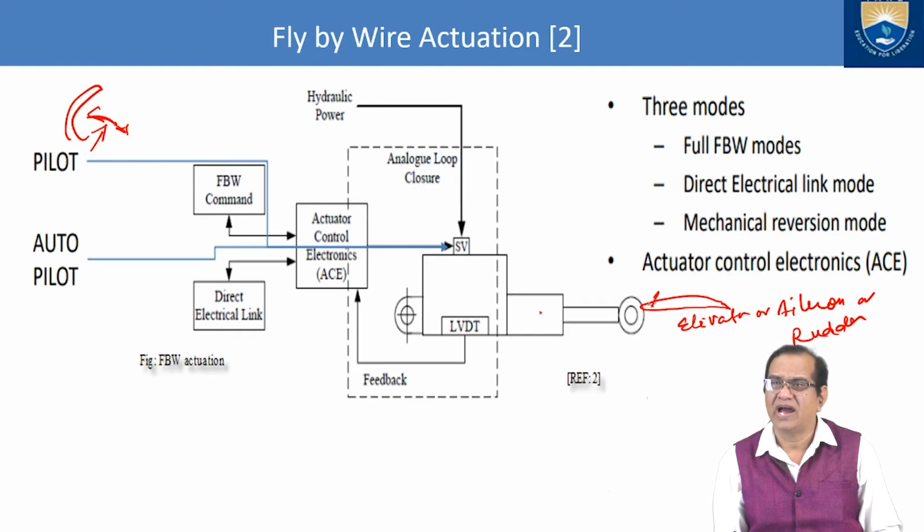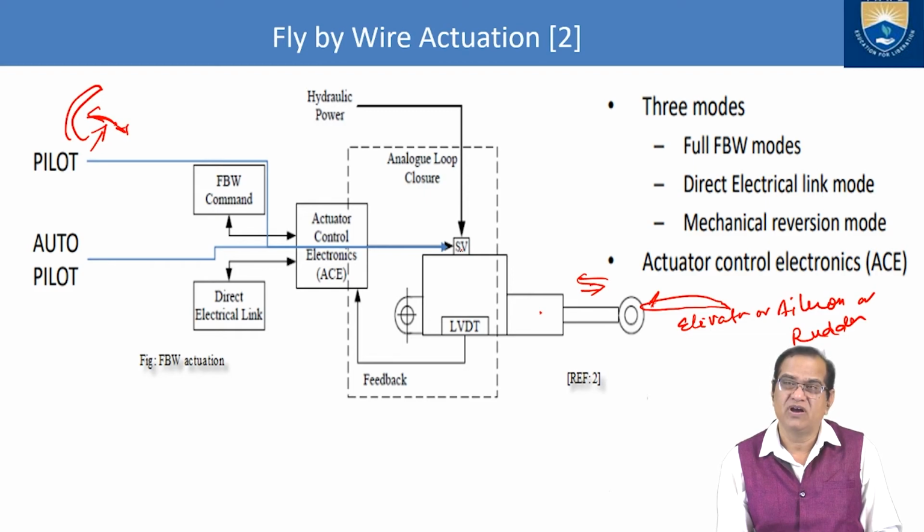So this will move as per the pilot control or the autopilot control, it will give the pressure. Accordingly, this will move left or right, and it can rotate also. And here this hydraulic and this analog loop closure is a valve. This valve or servo valve is opened or closed either by the pilot or by the autopilot, and accordingly the feedback is given to this electronic control unit, actuator control electronics, ACE, and it will actuate this system as per the feedback.